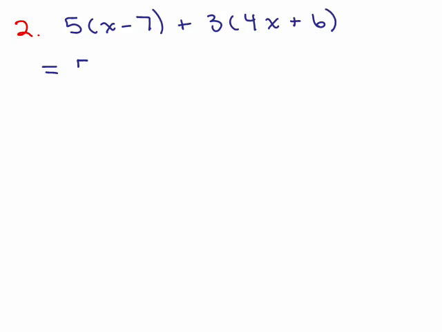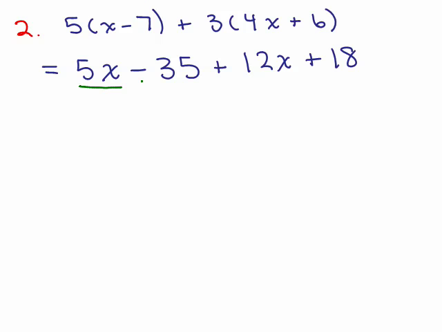So we have 5 times x, which is 5x, minus 5 times 7, so we have minus 35. We have a plus 3 times 4x, which is 12x, and plus a 3 times 6 is a plus 18. So we're going to combine the like terms, the 5x and the 12x are like terms, and the negative 35 and the plus 18 are also like terms. Those are just the number parts, the constants. So we have 5x plus 12x, so we add 5 and 12 is 17x.